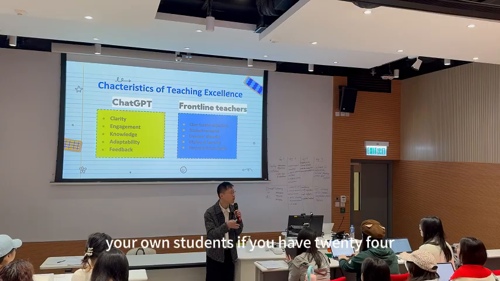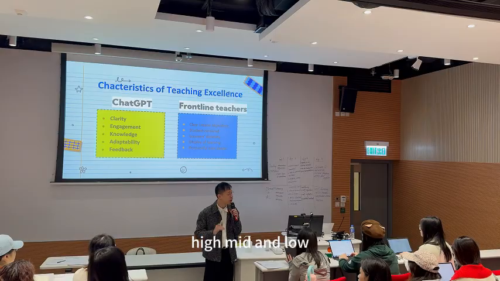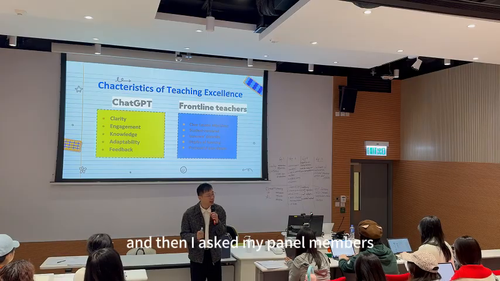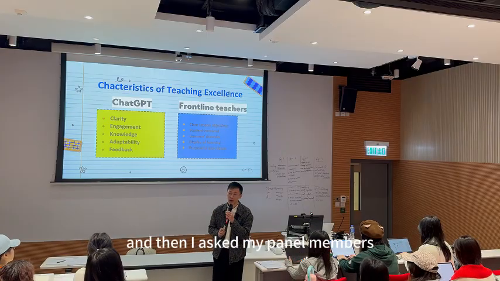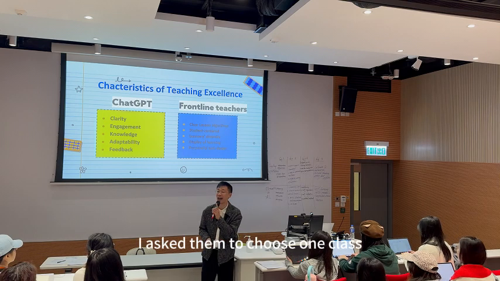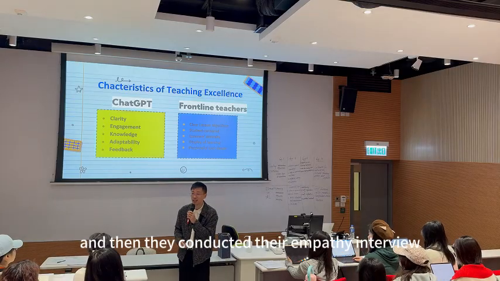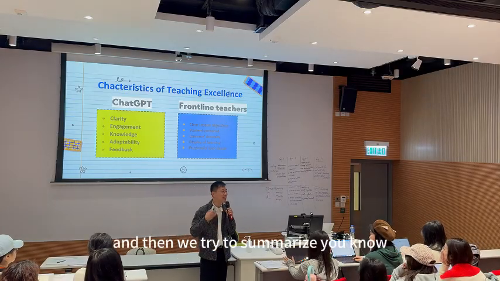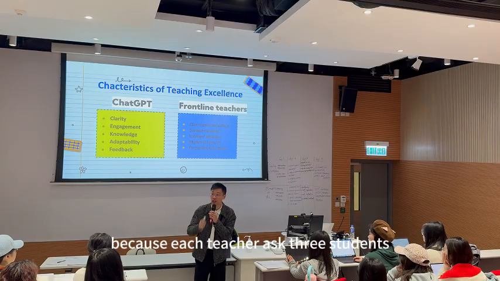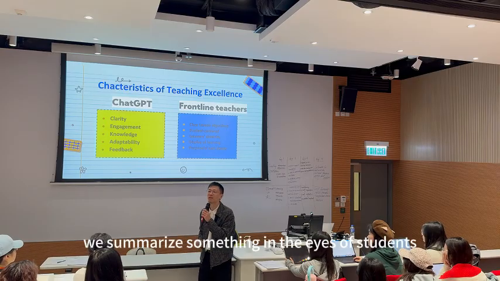If you have 24, find some 3 students, high, mid, and low. And then ask them what teaching excellence is like. And then I asked my panel member, we have 14 members, I asked them to choose one class, and then asked 3 students, and then they conducted the empathy interview. And then we try to summarize, we have 42 students at the end, because each teacher asked 3 students, right? And then at the end we summarize something.